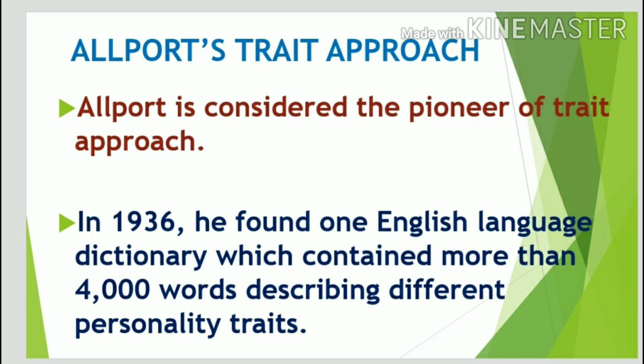In 1936, he found an English language dictionary which contained more than 4,000 words describing different personality traits. Imagine 4,000 words describing these traits. And he divided these traits into a hierarchy of 3 levels: cardinal traits, central traits, and secondary traits.